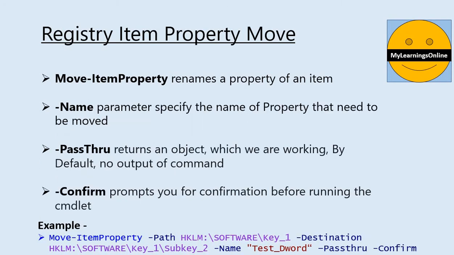The Name parameter specifies the name of the property that needs to be moved. The PassThru parameter returns output on the console as well. By default, there is no output from this command.